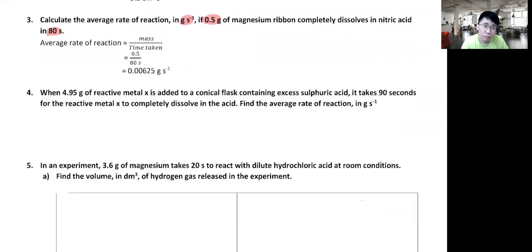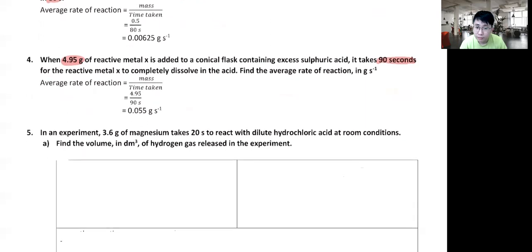Okay, next one, moving on. When 4.95 gram of reactive metal X is added to a conical flask containing excess sulfuric acid, it takes 90 seconds for the reactive metal X to completely dissolve. Find the rate of reaction in gram per second. I have 4.95 gram, 90 seconds. All the units are suitable. Guys, do it yourself. Pause here. The answer is this.